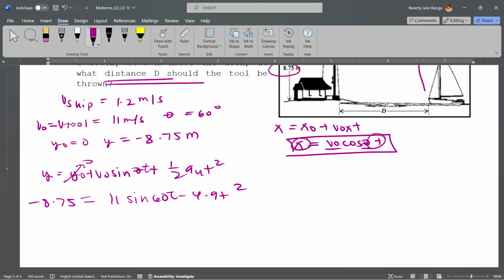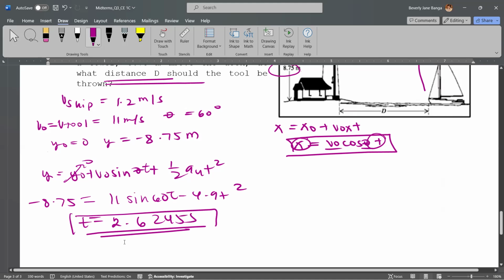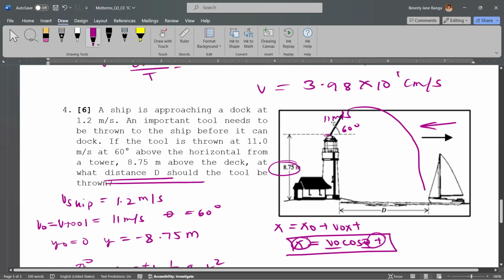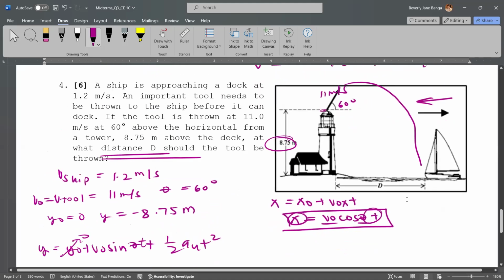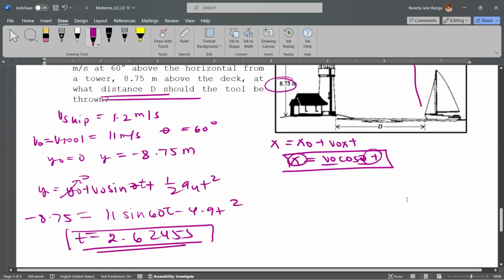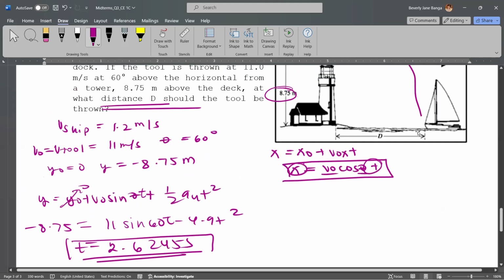And then, manipulate this and extract the root from your calculator. So, this will just give us 2.6245 seconds. So, ito yung time. So, ibig sabihin, pag tinapon yung tool, class, no? Pag tinapon nyo yung tool mula dito, it will take 2.62 seconds bago siya malaglag. Okay? Bago siya malaglag. At saan siya eksaktong malalaglag?